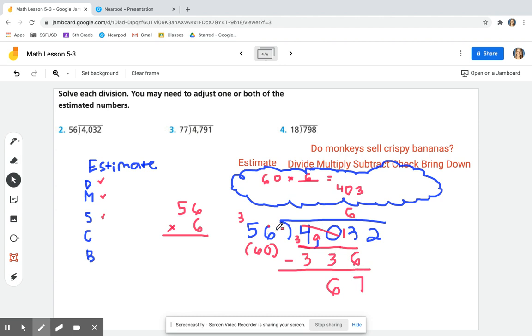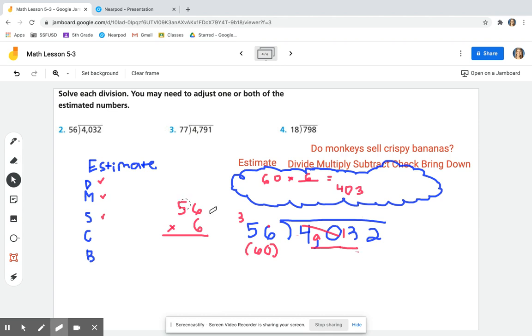Uh-oh. That signals to us that we can form one more group of 56. What we just did is we estimated, and our estimation came out a little wrong. We can form one more group up here. This 6 in our 10 spot can actually be a 7. So we're going to have to do some erasing. I'm going to get my eraser ready. I'm going to have to erase our subtraction work, our product that we got for multiplying, and our answer. And we basically have to start fresh in our division problem.